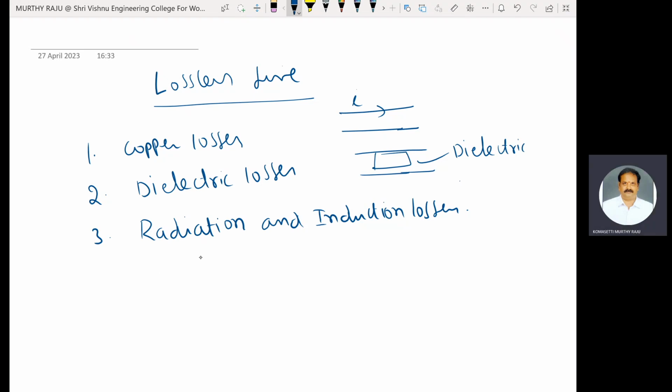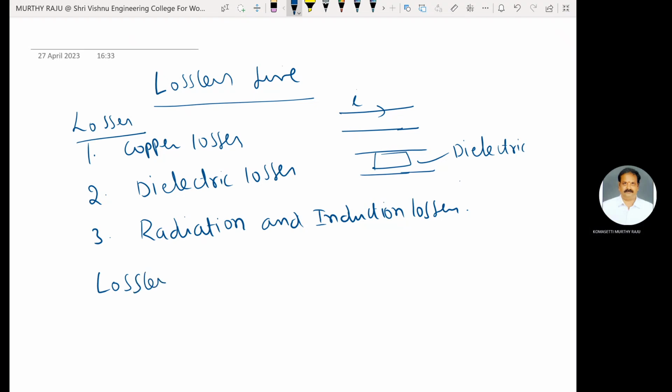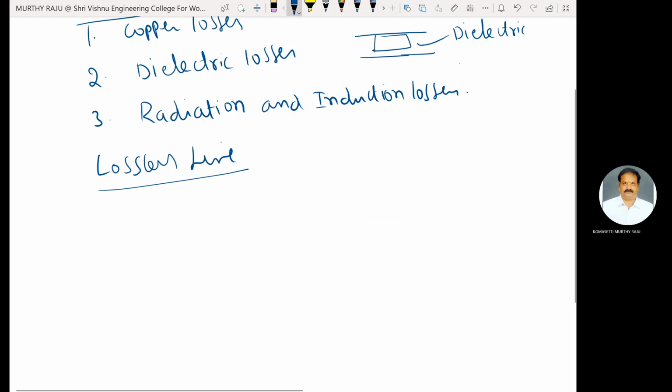Therefore, these are the losses which are observed on transmission lines. Lossless line. While designing a transmission line, the loss of the transmission line must be minimized to prevent loss of information.